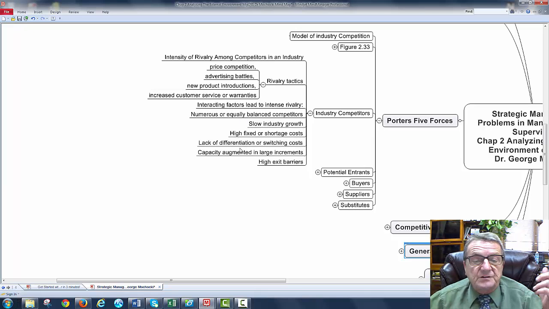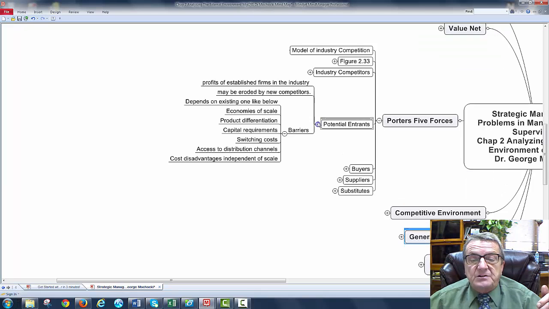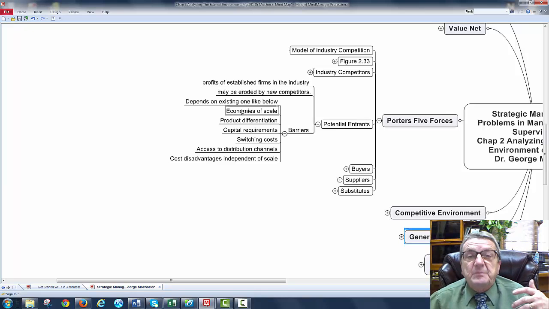High fixed costs, lack of differentiation between products, capacity. Right, so that's all industry rivalry. Potential entrants, new people coming in. What keeps them out is economies of scale. For businesses that have been established, I've been selling more, so I could sell at a lower price.